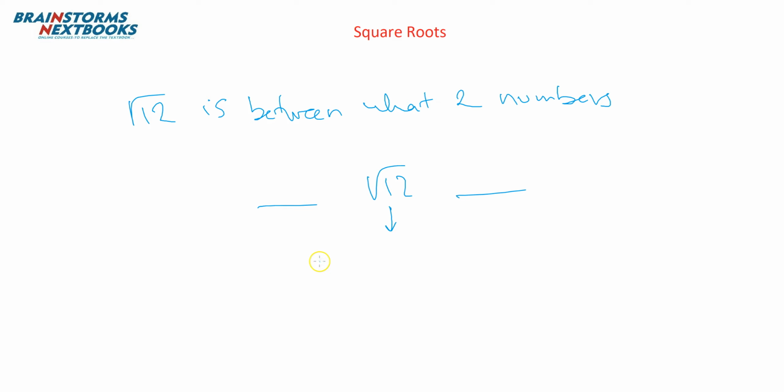Well, I don't know. Is it between 2 and 3? Maybe. What's 2 squared? 2 squared is 4, and 3 squared is 9. Is 12 between 4 and 9? No. So that was my first guess. It was a good guess, but it was wrong.